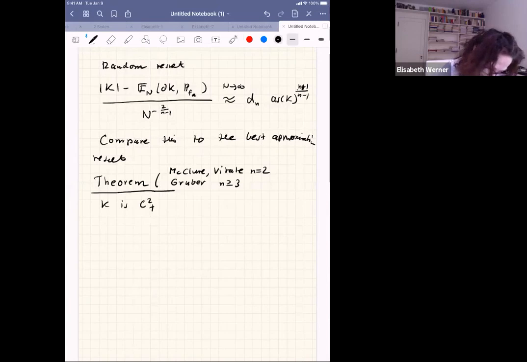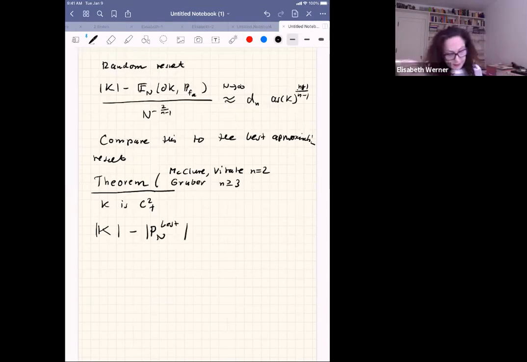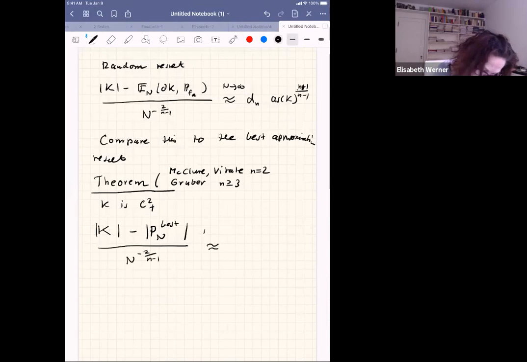Then we look at the volume difference of the body K minus the now best approximating polytope inside K with n vertices. We divide by the same quantity n to the minus 2 over n minus 1. This, as n goes to infinity, behaves like a constant alpha n that depends only on dimension times the affine surface area to the power (n+1)/(n-1).